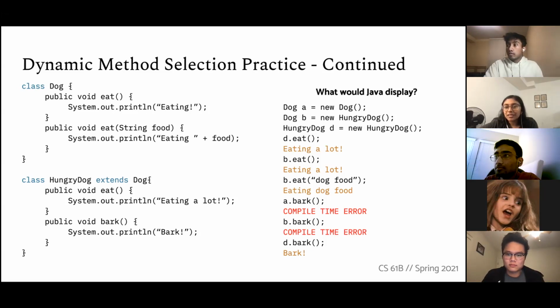What is the difference between Dog b and Dog d? It seems they are both referring to a new HungryDog. Yes, so the difference between Dog b and Dog d is that Dog d isn't a Dog. The static type is HungryDog, right? Like I said in chat, the variables are kind of like boxes that have labels on them that refer to what's inside of them. One box says Dog, one box says HungryDog. Sure, they both contain HungryDogs, but one box is more broad in what it can contain than the other, if that helps.